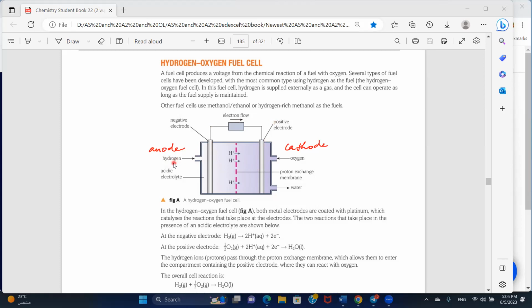When hydrogen enters at the negative electrode, the anode here is the negative electrode because electrons come out of it. So we call it the negative electrode, where electrons are formed. So at the anode, the hydrogen gas at the platinum electrode will ionize to form hydrogen ions plus 2 electrons. And these 2 electrons pass through the wires to go to the cathode, which is the positive electrode, which gains the electrons.